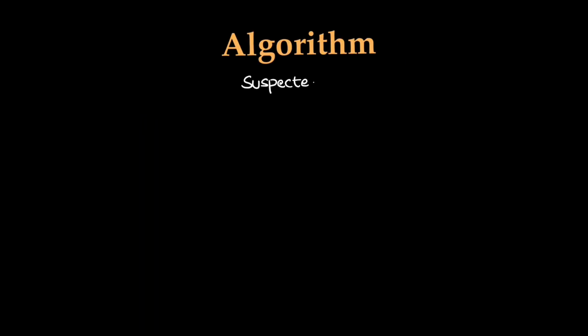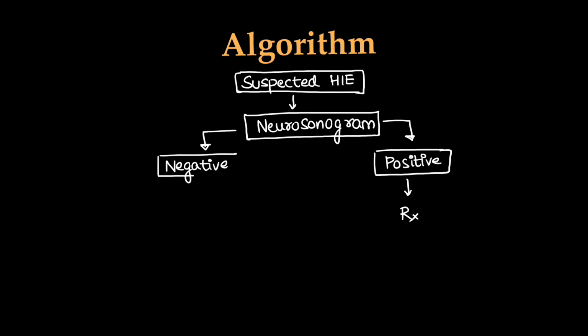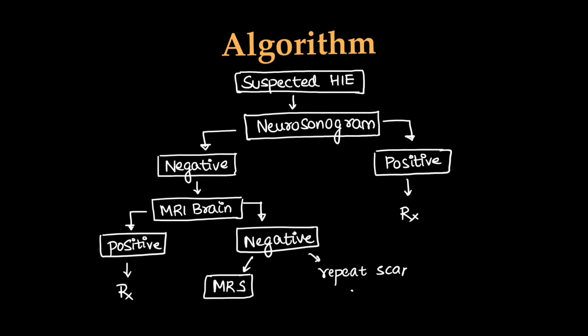Overall, the algorithm for working up HIE for imaging is, if a patient is suspected for HIE, then neurosonography or ultrasound of cranium has to be done as the first imaging modality. So if it is positive, then diagnosis is confirmed, taken up for treatment. If it is negative, then further we have to go for MRI. Depending on the duration, we can use diffusion, T1, T2, any imaging sequence. If it is positive, again diagnosis confirmed, go for treatment. If it is negative, we can use additional sequences like MR spectroscopy, or we can go for a repeat scan after 2 to 4 days to confirm the extent and the findings.